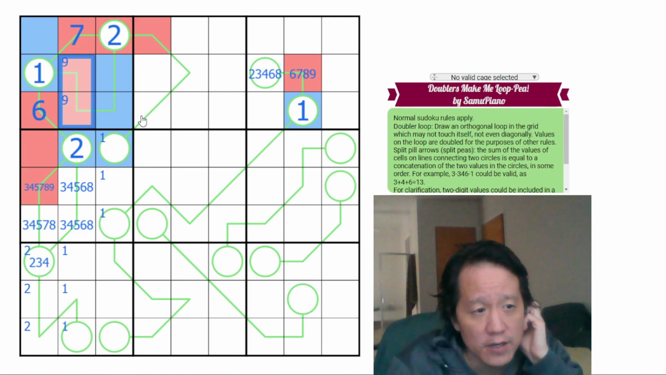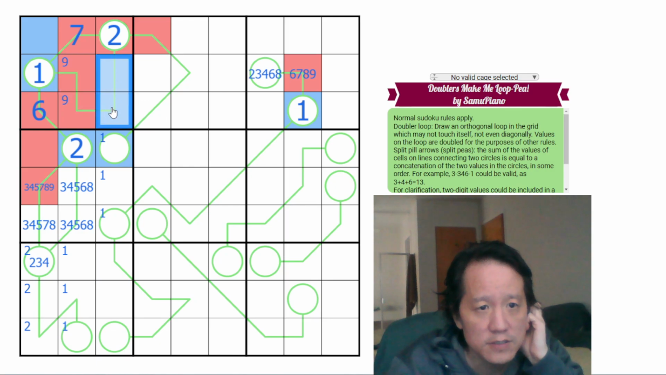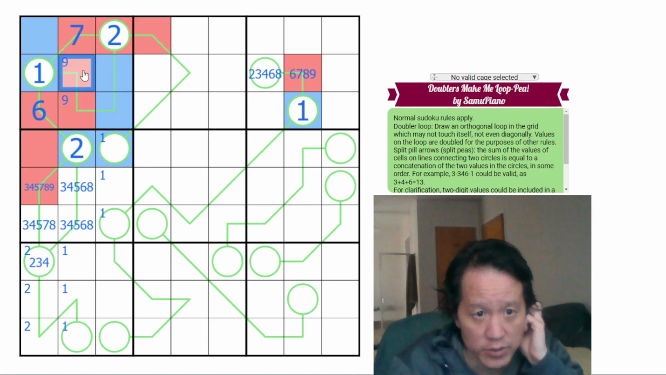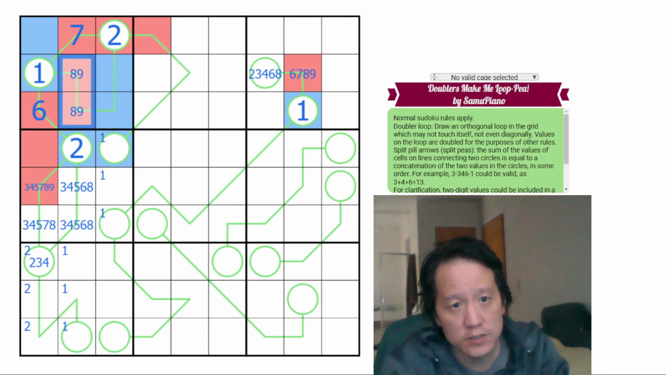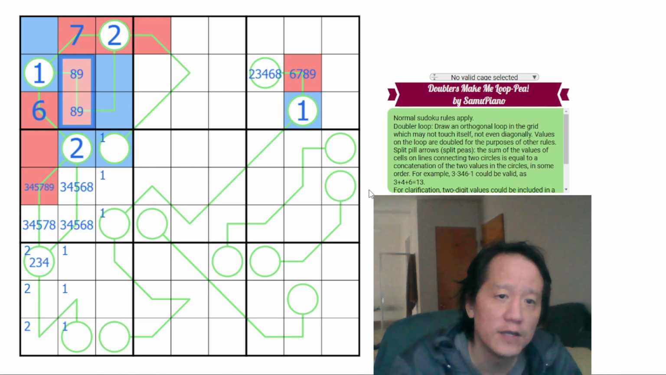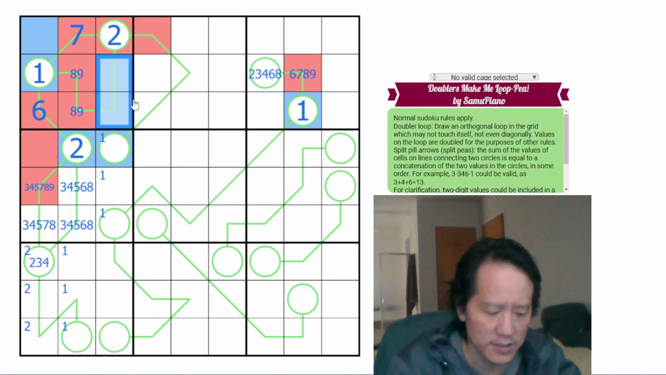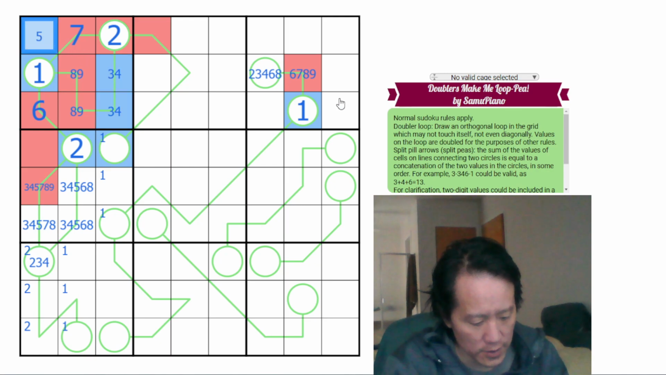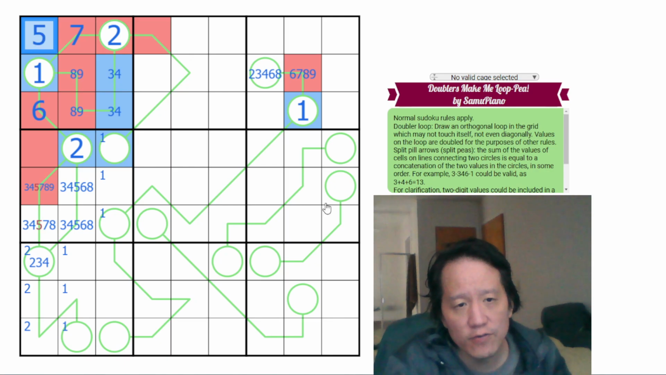Can it be 5 and 9? Maybe. 5 plus 9 is 14. Doubled is 28. 28 plus 8 plus 4, because we have 5 and 9. 8 and 4 is 12. 12 plus 28 is 40, so not enough. So this has to be 8 and 9. So we know this is 8 and 9, 34, and this must add up to 7, right? Because you have 41. So this has to be 3 and 4, which means this is 5.